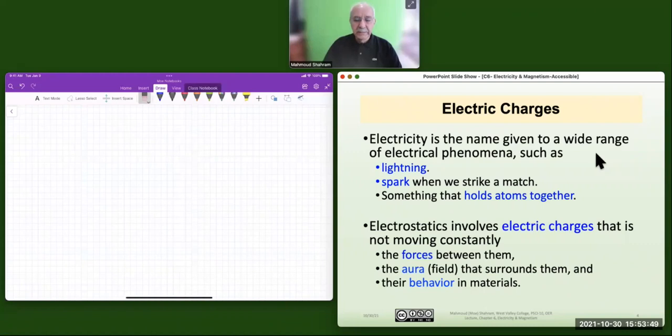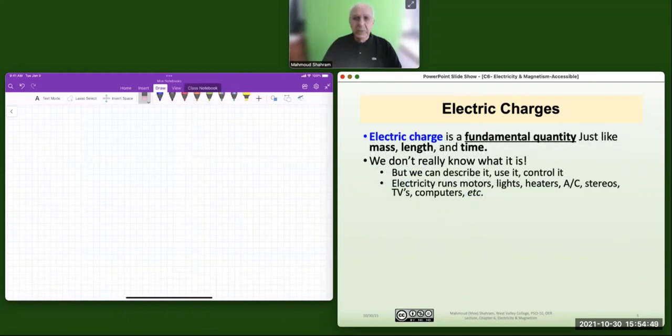So electrostatics basically is involved with electric charges that are not moving, and they distribute themselves on surface of conductors, and they also have some sort of a field around themselves. Just like when you open a bottle of perfume from a distance, you can smell that perfume. In analogy, if you have an electric charge, it has an aura field around it which other charges can actually sense. So we will talk about that in more detail.